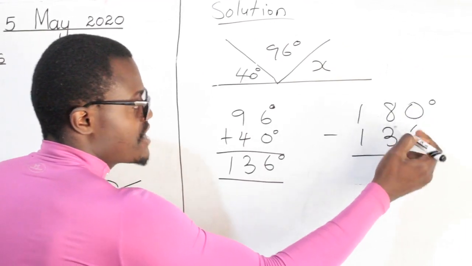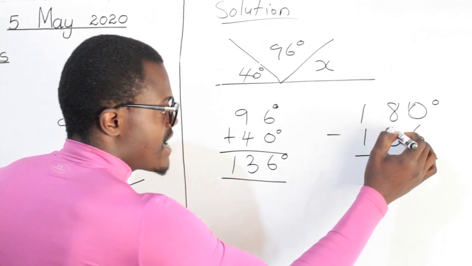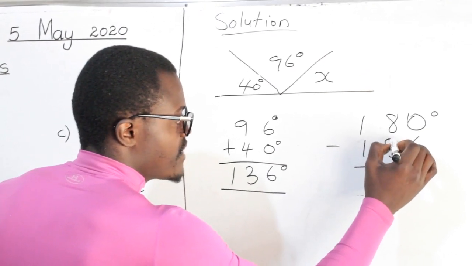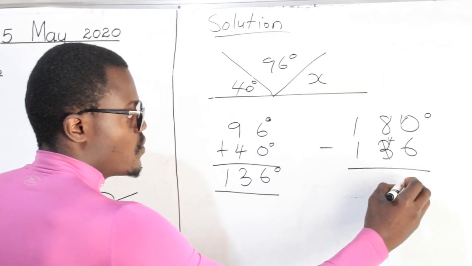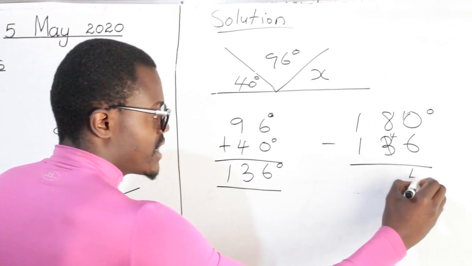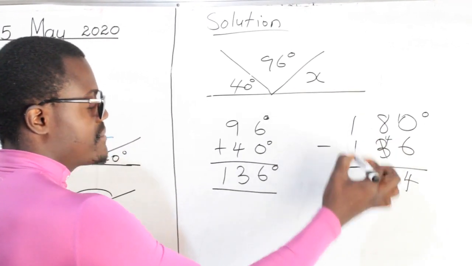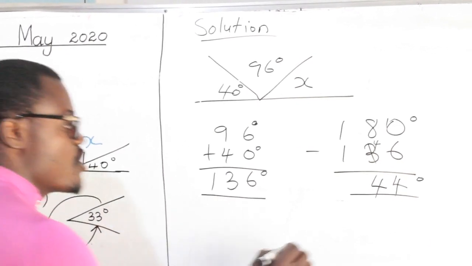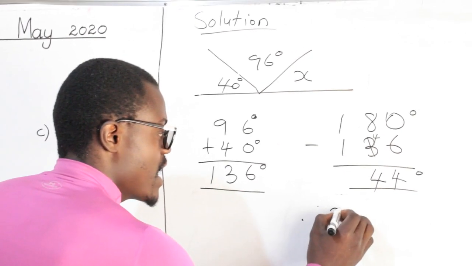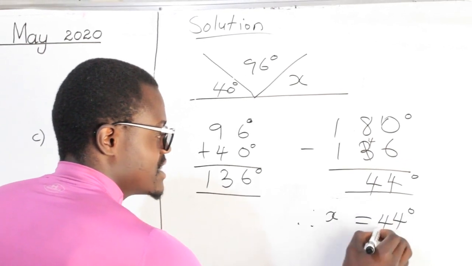0 subtract 6, it can't. So we borrow a 10 there. Then we add the remainder there. 10 minus 6, we get 4. 8 minus 4, we get 4. 1 minus 1, that's 0. So our answer is 44 degrees. Therefore, the angle marked x is equal to 44 degrees.